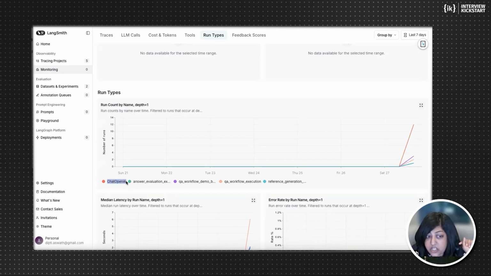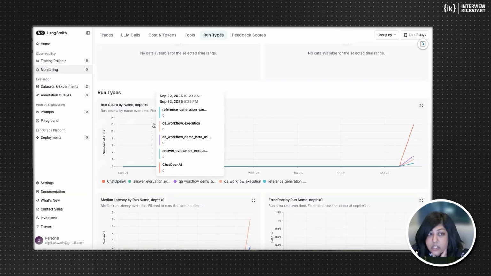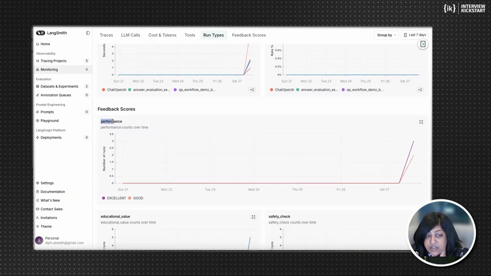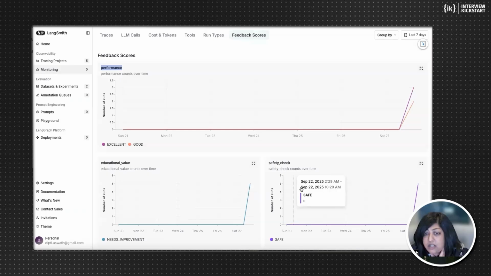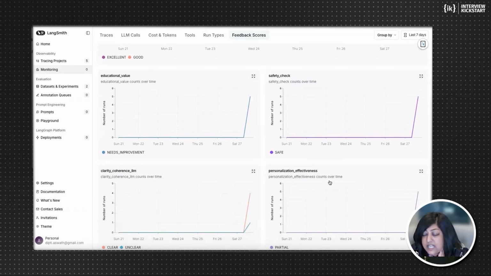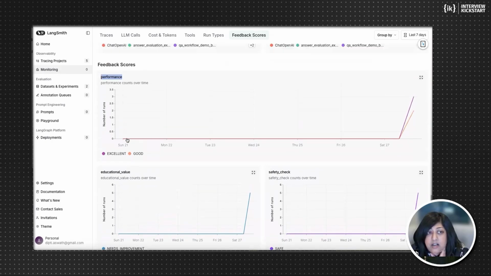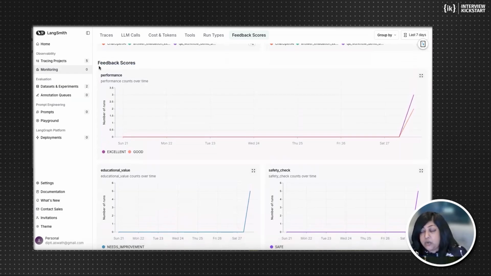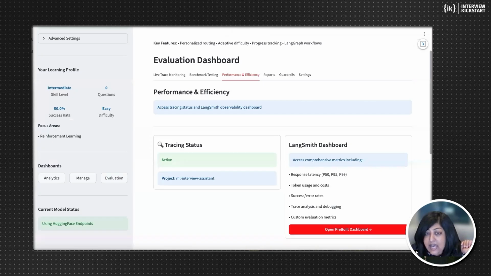I used LLM as a judge, using GPT-4o mini through the ChatOpenAI interface, right? It was a closed model API connection that I used for the LLM trace evaluators. So it shows me that it's captured that as well. And then the feedback scores. Now, this is something that I've specifically coded in. It shows me the performance, educational value, safety check, clarity, coherence, personalization, effectiveness. These are LangSmith's features called feedback scores that you can explicitly leverage and build into your application, which I've done in MLAMP. Okay, so this concludes the MLAMP demo.